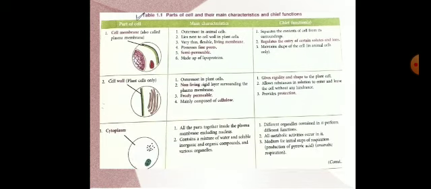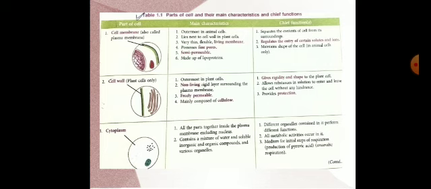A few slides I have taken from your book, page number 3. So please open your book and have a look at table 1.1. In this table, different cell organelles are given along with their main characteristics and their chief functions. Now the first one is the cell membrane, which we have already discussed. The cell membrane is also called the plasma membrane. Always remember, it is the outermost covering of our cell.